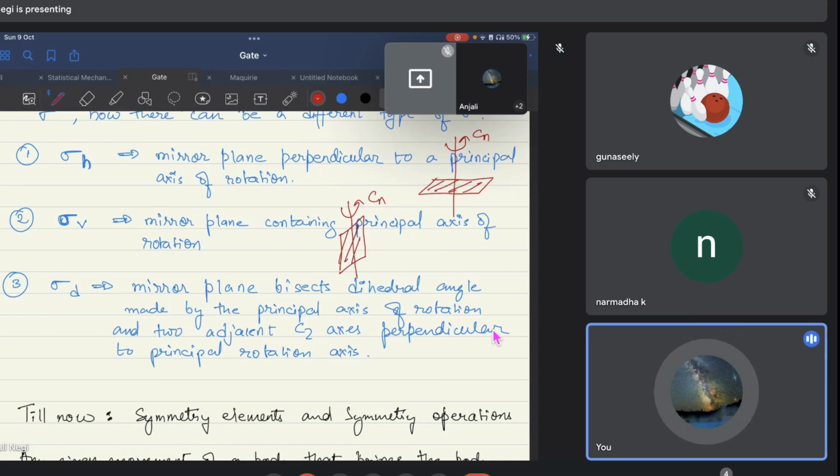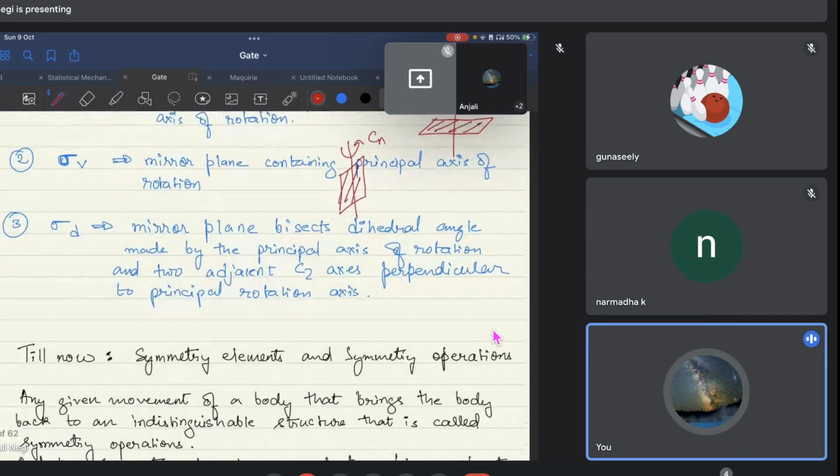Again, as in the definition, you can see it is saying not only plane but mirror plane. So mirror planes means it will do reflection. What does a mirror do? It does the reflection. So in the definition itself you will get what operation it will do.